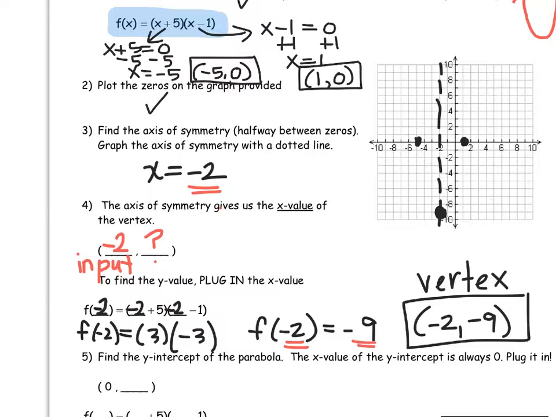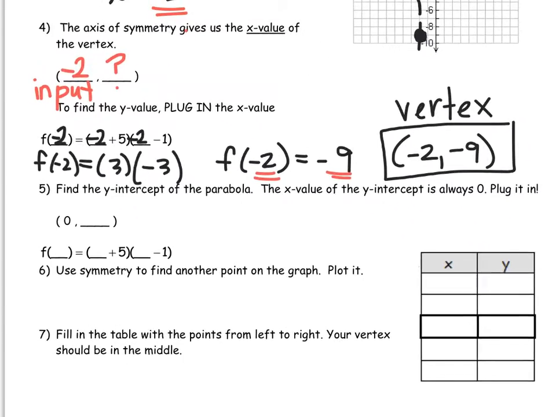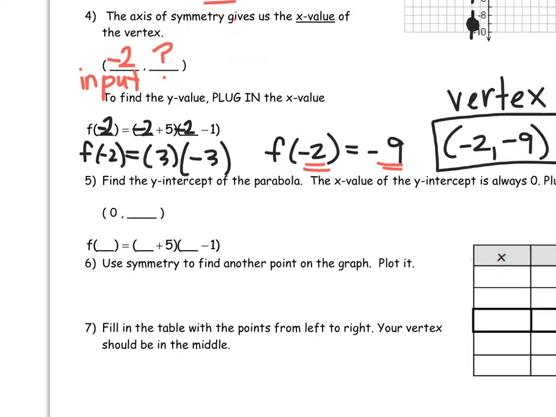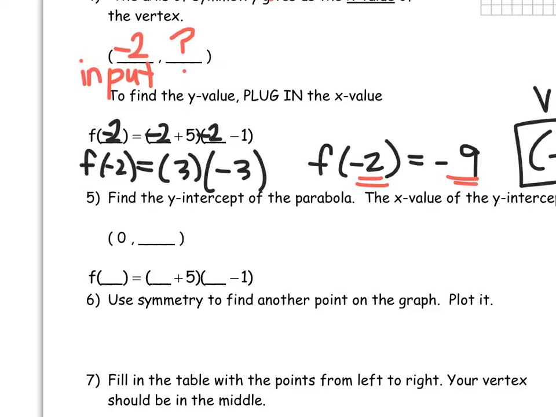All right, next, we're almost done. I have a really good idea of what this is going to look like, but I'm going to find one more point. I'm going to find the y-intercept. The y-intercept is very easy to find because the y-intercept always has an x value of 0, which means we're going to do the same exact thing, except my input is 0. So instead of x, I'll plug in 0.